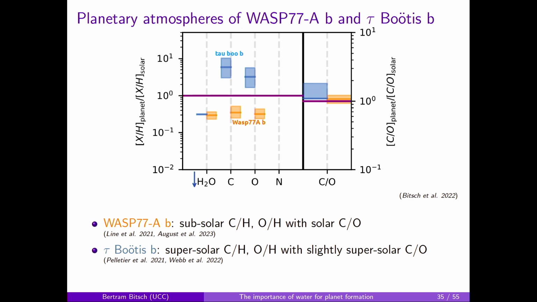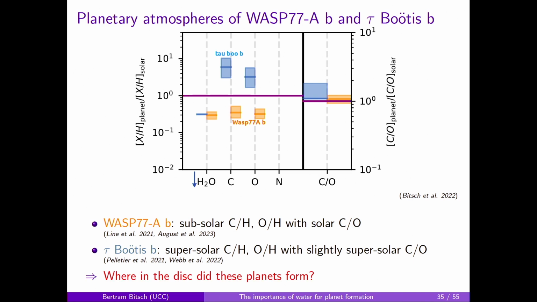So what we have here is two planets, WASP-77Ab and Tau Boötes b. These are two hot Jupiters. And we have measurements of their carbon and oxygen content. These are these squares. You see there are some error bars attached to it, but you can already see there's a difference in the carbon and oxygen content of these two planets. One is supersolar, the other one is subsolar in composition. But the C/O ratio of both of these planets seems to be rather similar.